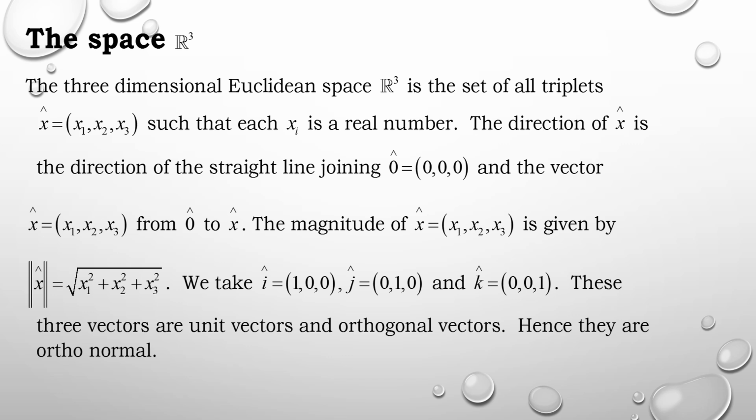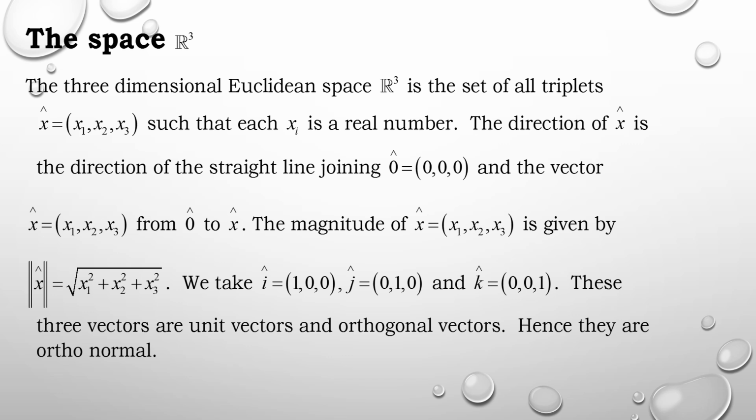So these three vectors are unit vectors. What is a unit vector? A unit vector is a vector whose length or norm is 1. So all these three vectors are unit vectors. Not only that, we can observe a few points here.